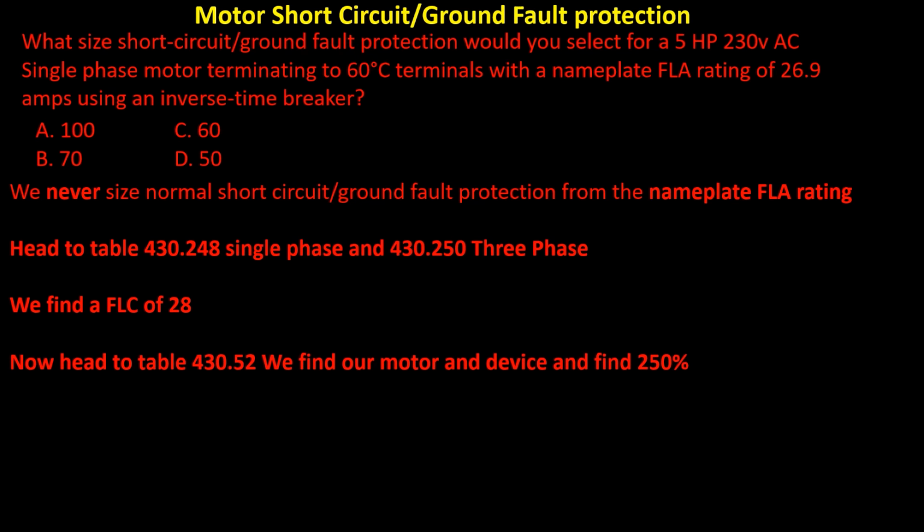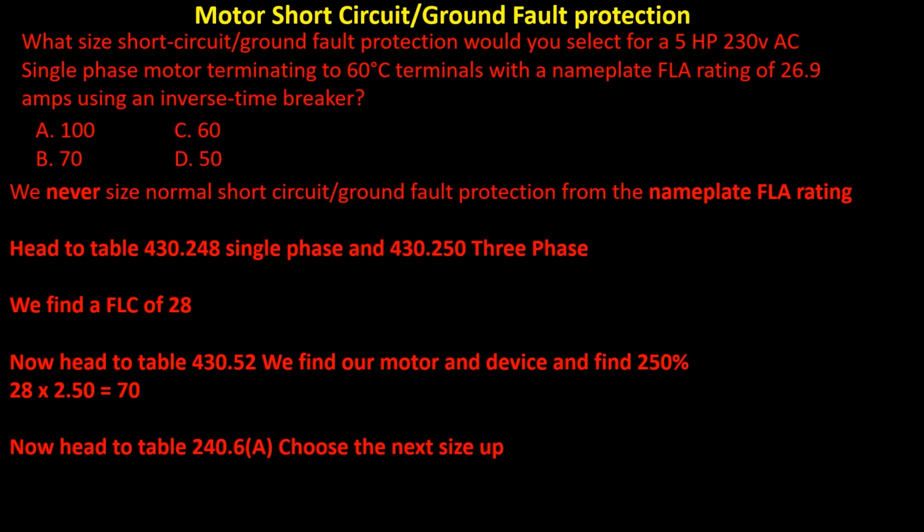Now we're going to head to table 430.52 and tee off and find out that ours is 250%. Now we're going to take our FLC, multiply it by 2.50. That's going to give us 70 amps. Now we're going to head to table 240.6(A) and choose the next standard size. In this case, it falls on a standard size, and it happens to be B.